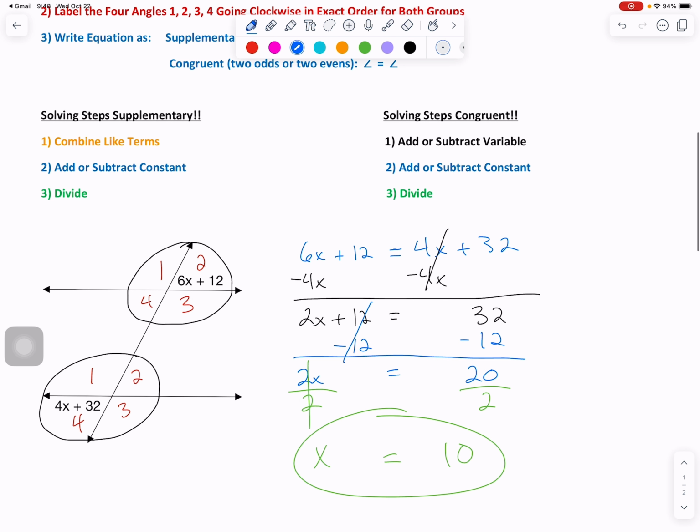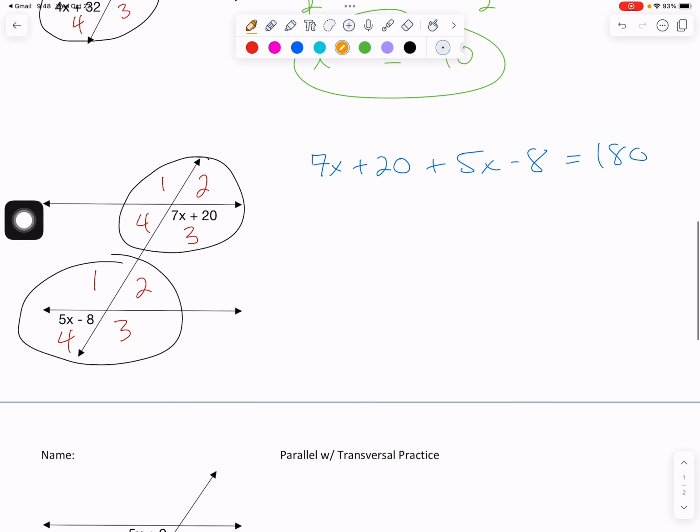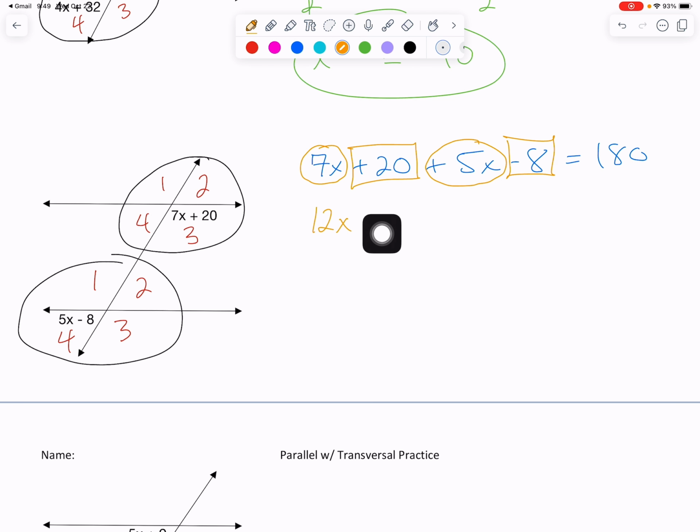I also wrote the steps for your supplementary for today. Combine like terms, add or subtract constant, then divide. So on the left side, I'm going to combine my 7x with my 5x. 7x plus 5x gives us a total of 12x. We can also combine our 20 and our negative 8. And when we read that from left to right, we will read it as 20 minus 8. Giving us another 12. Your equals 180. Just bring it on down.